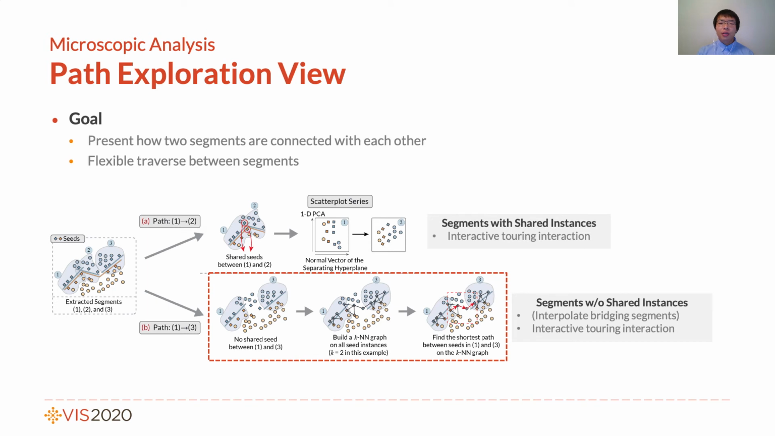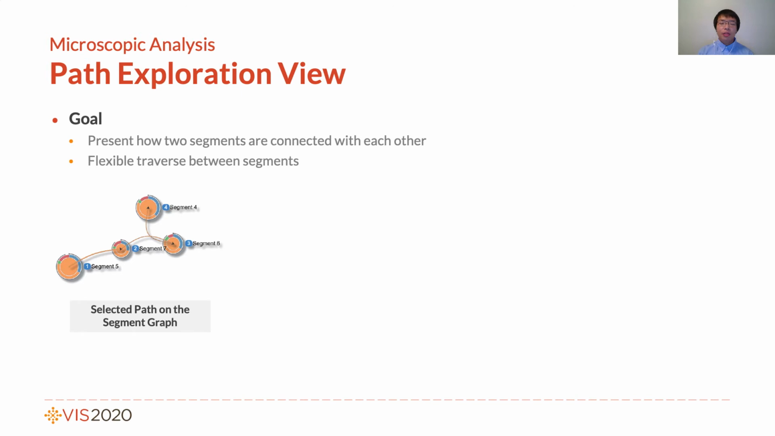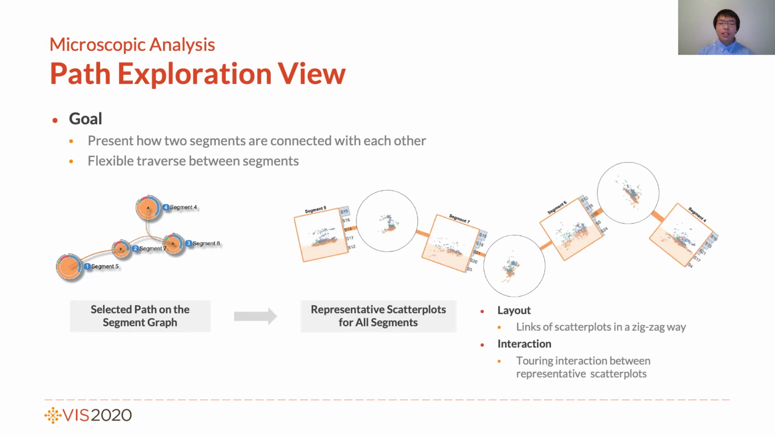If two segments are not directly connected, which means they do not share any data instances between each other, an interpolation-based bridging method can help build a smooth path between them. For visualizing the exploration path, we propose a visual design where representative scatter plots for each segment are linked together in a zigzag way. Users can use touring interactions between any of the two consecutive scatter plots to rotate the linear projection result in order to view how the two segments are connected.